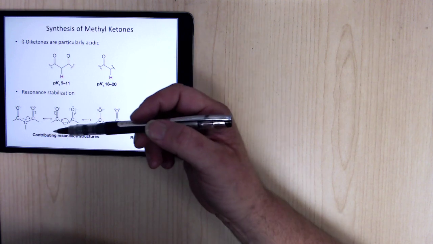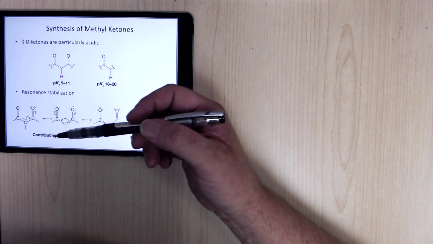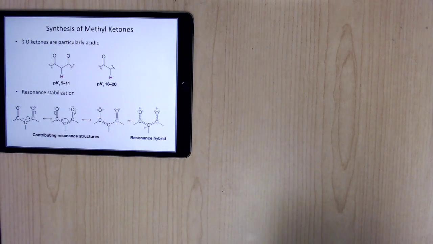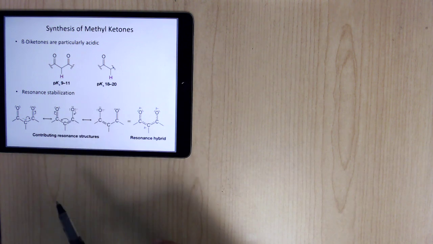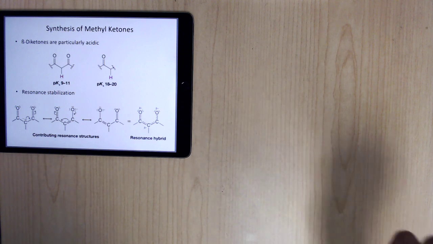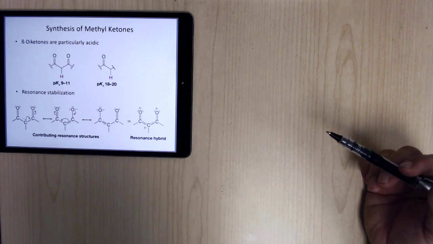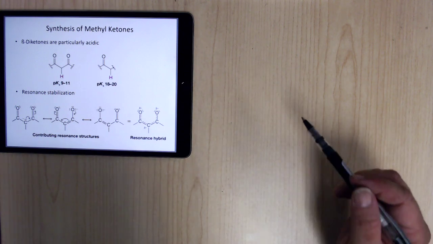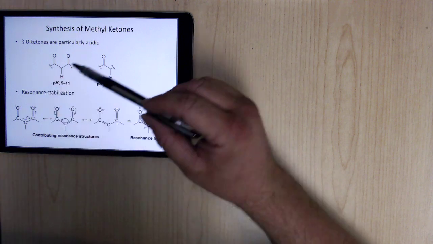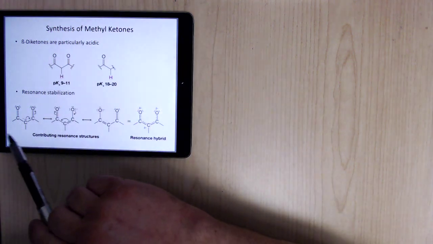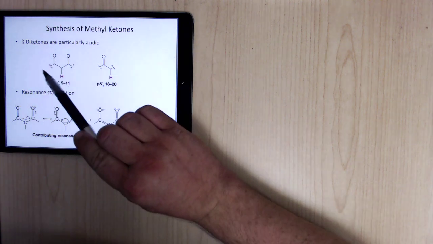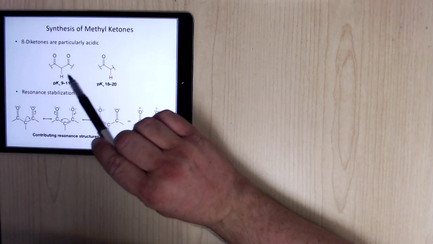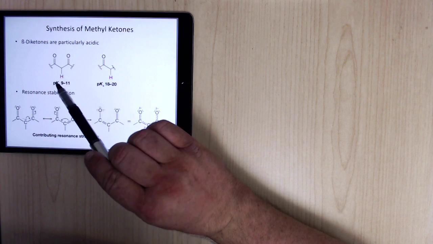So we're not talking about it being twice as acidic. No, it's 10 to the 10th, right? That's like 10 billion times more acidic, something like that. It's all because it has additional resonance structures when you have two C double bond O's as opposed to one, okay?